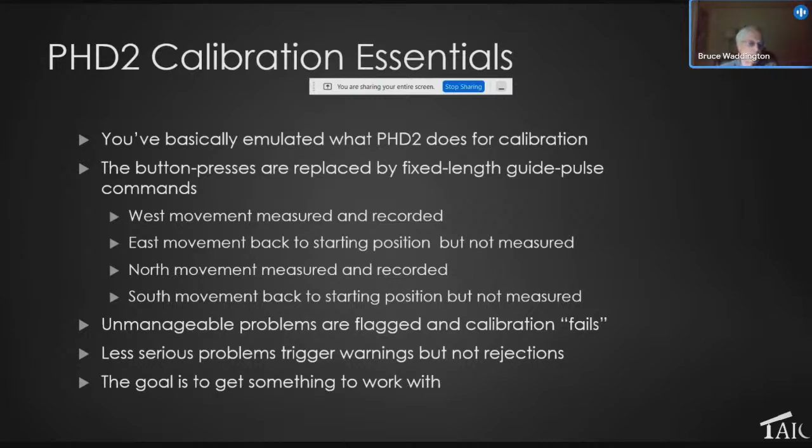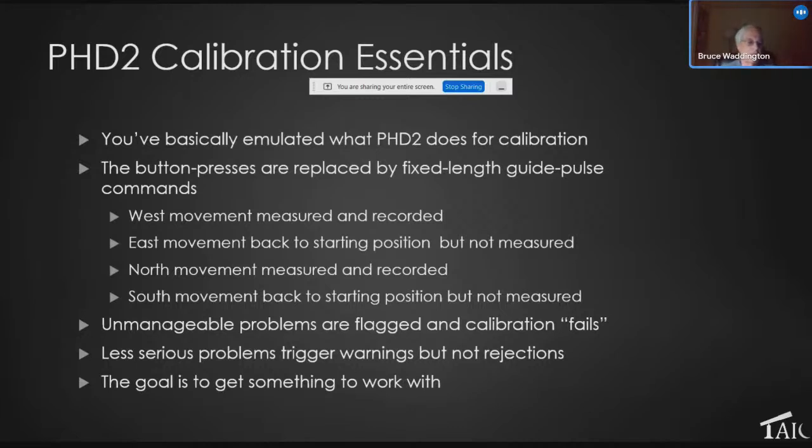Similar to what we talked about before, there might be various kinds of problems or issues that show up when you're doing this, some of which will be basically unmanageable, like the guide star doesn't move at all, or you can only move the star in one dimension or the other, not all four directions. In those cases, we're going to have the calibration fail, because there's no sense in trying to proceed if you can't operate the mount and move that guide star around in all four directions. That's fairly uncommon. We'll talk about what to do about those things.